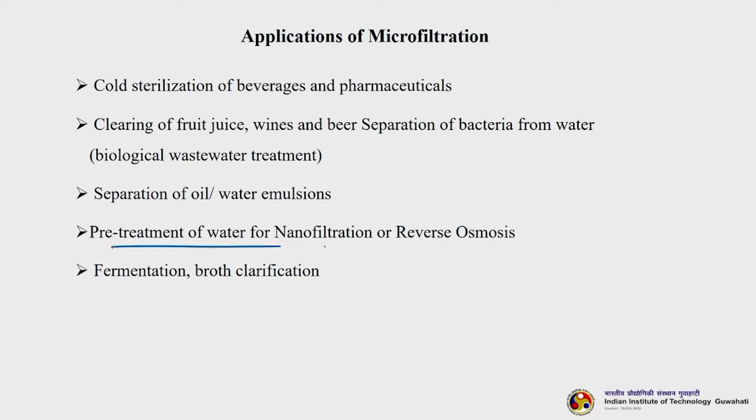This is one of the most important applications in industries, where we are talking about desalination plants. Many times you have to pre-filter. We have discussed during our discussion on RO and NF that we many times need a pre-treatment of the saline water or brackish water before it is fed to the NF or RO system. At that time microfiltration will do the pre-filtration.